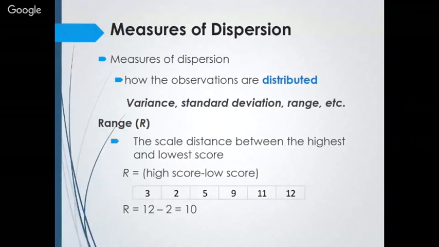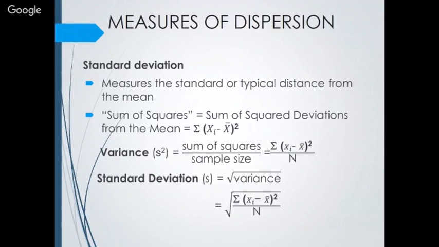Range is the distance from the highest to the lowest value. It is a simple measure. In order to calculate the range, we take the highest number and the lowest number of the series, and subtract the lowest value from the highest value. For example, in the series 3, 2, 5, 9, 11, 12, 12 is the highest and 2 is the lowest. 12 minus 2 gives the range of this data. Here only extreme values are considered, not the middle or inner values.